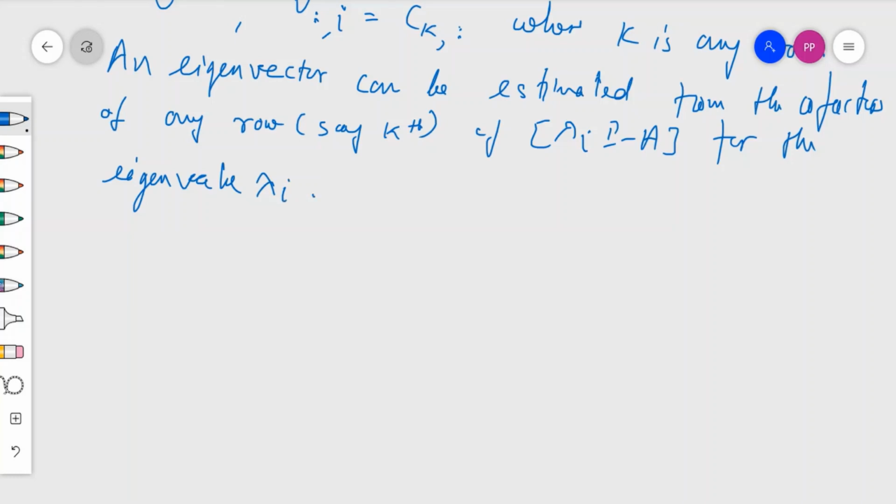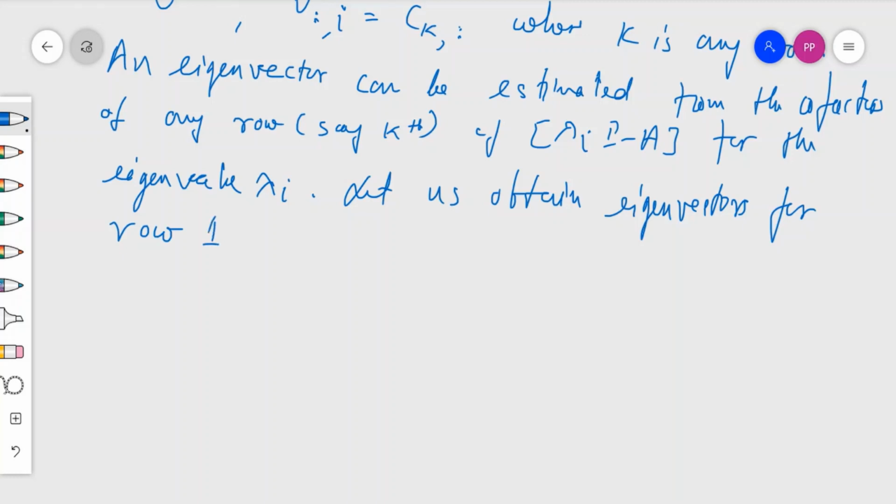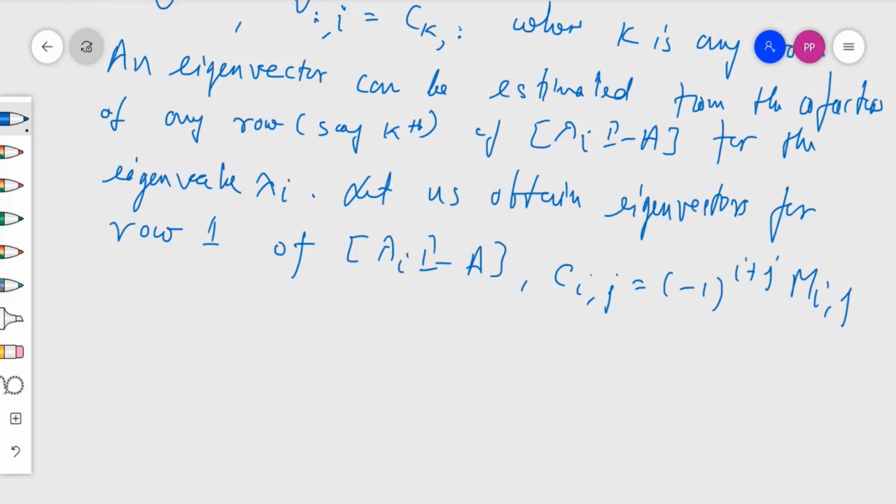So in this case let us obtain eigenvectors for row 1 of lambda I minus A, and we have the cofactor Cij in terms of the minor. We can write Cij equals minus 1 power i plus j times Mi,j. So let us start one by one.